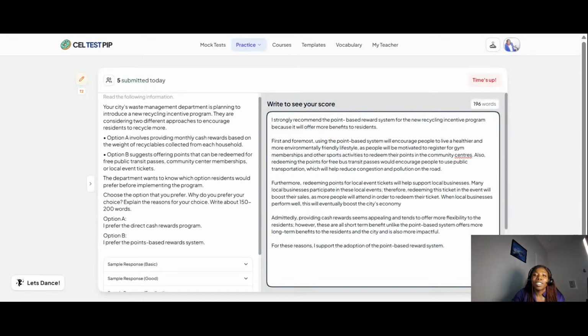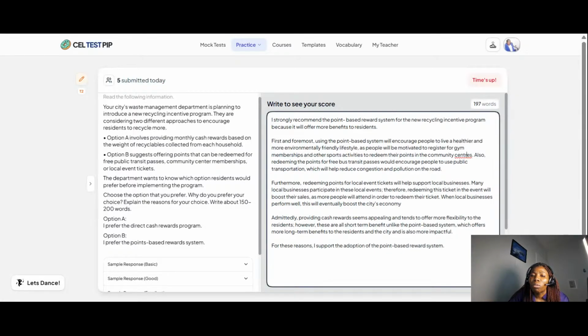So let's read through. I strongly recommend the points-based reward system for the new recycling incentive program because it offers more benefits to the residents. First and foremost, using the point-based system will encourage people to live a healthier and more environmentally friendly lifestyle, as people will be motivated to register for gym membership and other sport activities to redeem their points in the community centers. Also, redeeming the points for free bus passes would encourage people to use public transportation, which will help reduce congestion and pollution on the road.